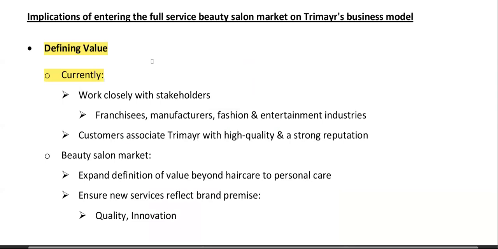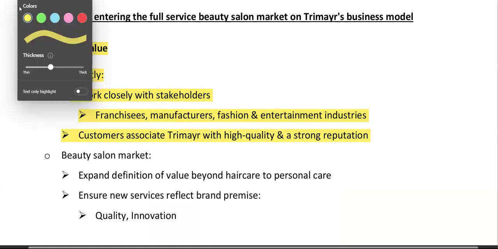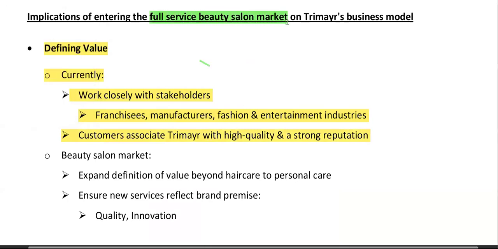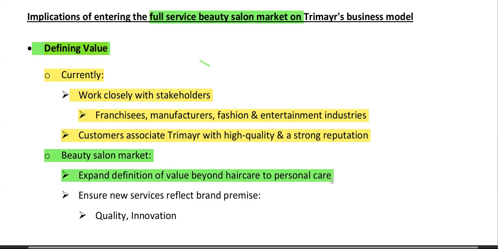So remember, in terms of planning the answer, firstly, explain what is the current approach, right? And thereafter, explain the implications of entering the full service beauty salon market on the defining value aspect of Trimayr. So what could happen if we enter the beauty salon market? Well, we will need to expand the definition of value, or we will need to define value beyond just hair care, extending to personal care. So now for us, the definition of value is not just high quality hair care products and services, but it's about high quality hair care products as well as personal care.